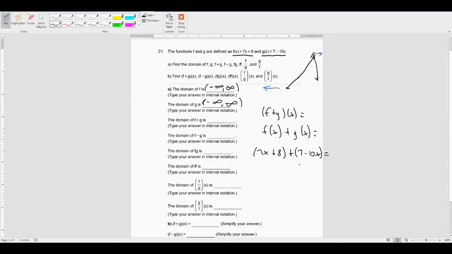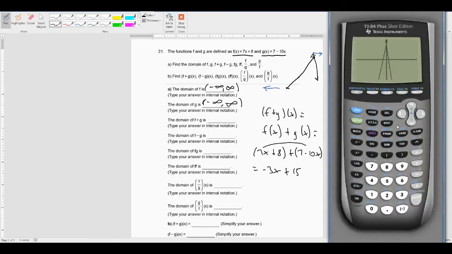Now hopefully you know that all you're doing on this is combining like terms. So 7x minus 10x is negative 3x, and 8 plus 7 is 15. And so if you want to, you can go ahead and graph that. Even though we know what the domain is, we should know what it is anyway, because it's a line, and it's a combination of two lines whose domains were negative infinity to positive infinity. That's what we're going to get here too. So we actually have answered two parts. So f plus g of x is negative 3x plus 15, and the domain is negative infinity to positive infinity also.